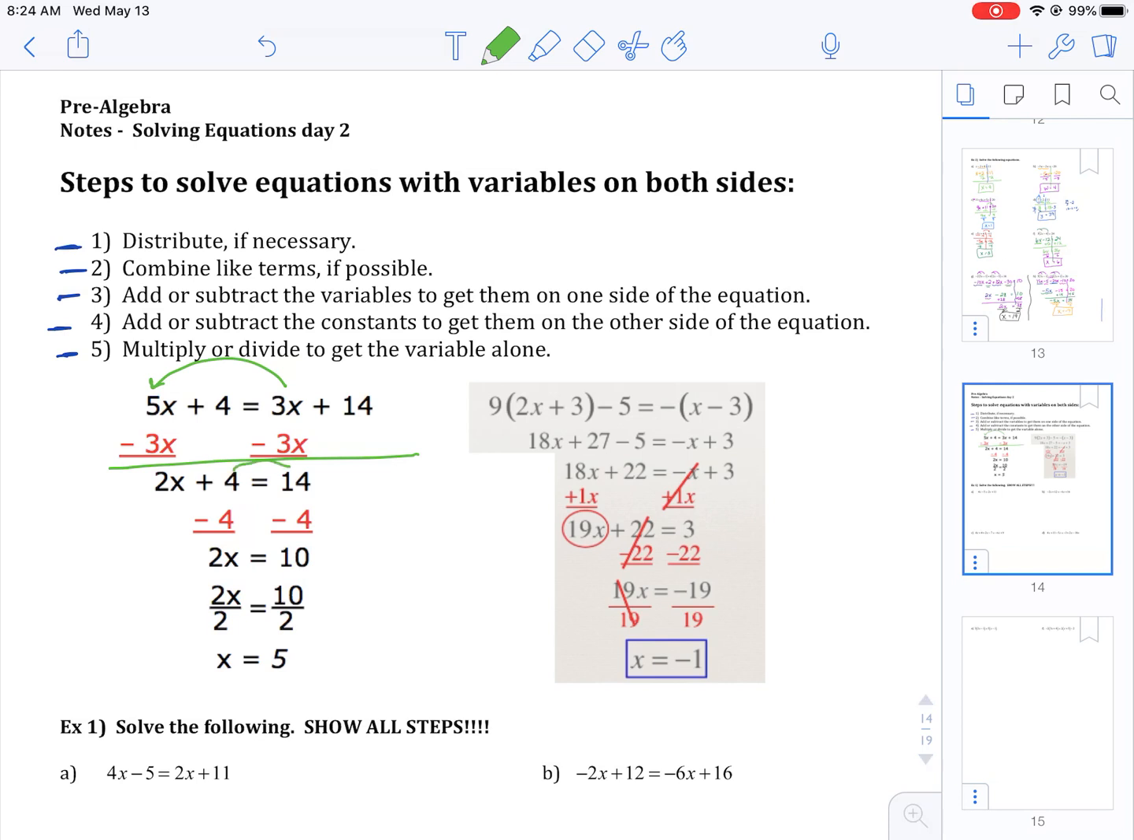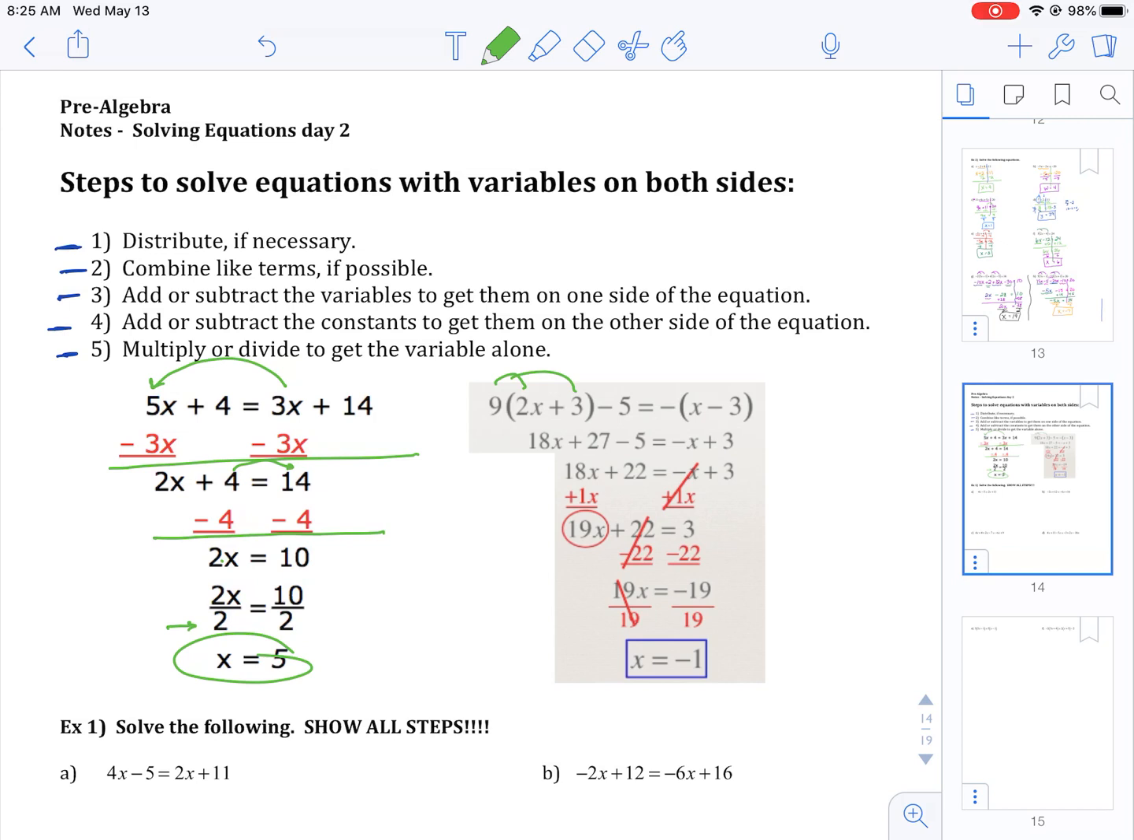Now get the constants on the other side, so we've got to move the 4 to the other side. Since it's plus 4, we're going to minus 4. 14 minus 4 gives us 10. Now we've got, remember, multiplication there, so the opposite of multiplication is divide, so divide both sides by 2, we get x equals 5.